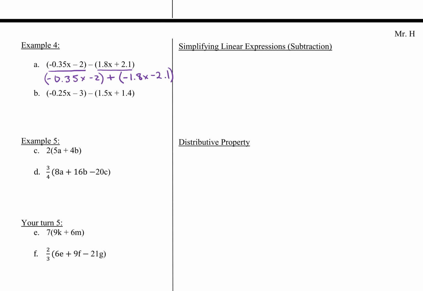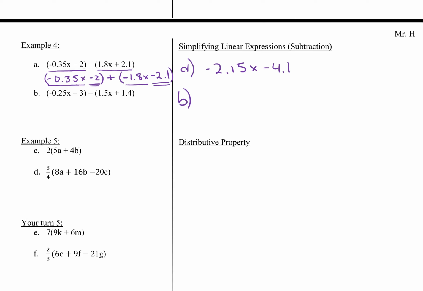These two expressions, the one that was given and the one I just wrote in purple, are equivalent expressions. Remember, subtraction just means we're adding a negative, and that's what we're doing here. Instead of subtracting the quantity of 1.8x plus 2.1, we're adding negative 1.8x minus 2.1. We're just adding the opposite. Now we can go ahead and combine just like we did with addition. Negative 0.35x and negative 1.8x comes up with negative 2.15x. And then minus 2 and minus 2.1, that's minus 4.1. Pause the video here and see if you can do example B.